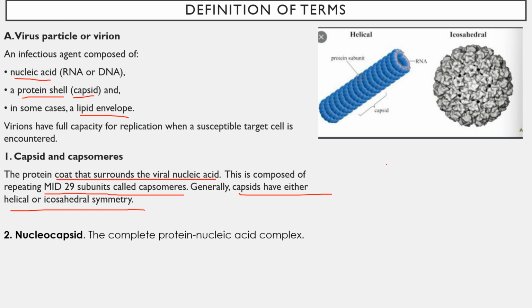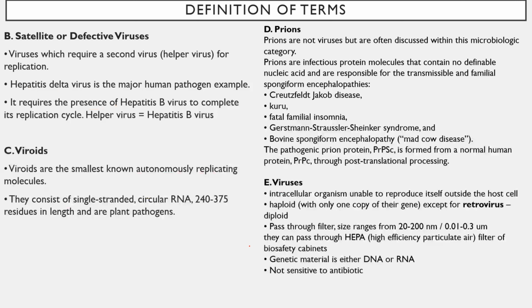Your capsid, class, this is the protein coat that would surround the viral nucleic acid. And they have two possible shapes. Pwedeng helical, katulad nito, or pwede siyang icosahedral. Then we have your nucleocapsid. This is the complete protein nucleic acid complex.